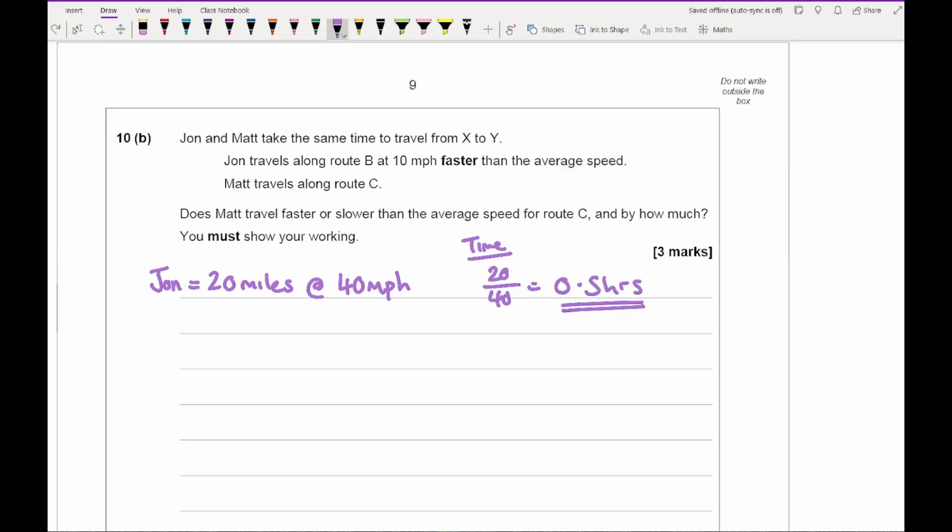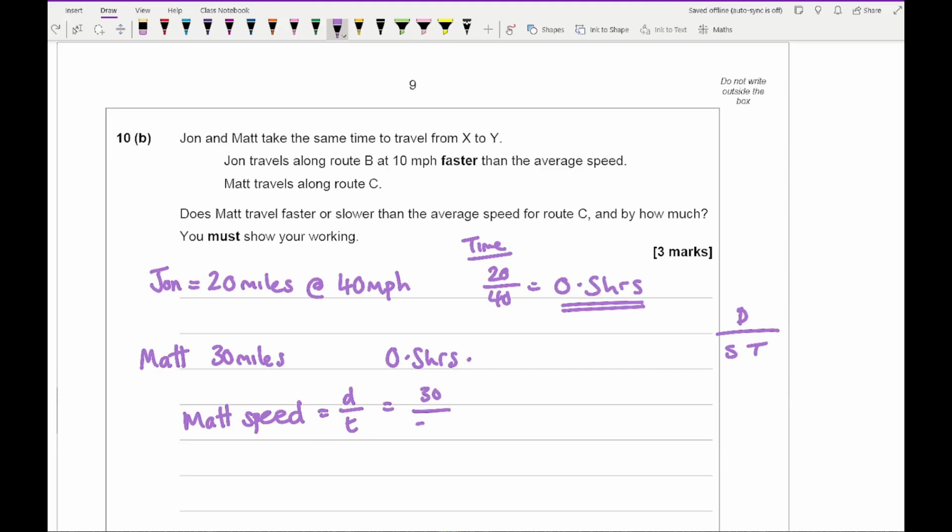So then what we need to do is look at Matt. Matt travels 30 miles, and we know that they both take the same time, so that's going to be 0.5 hours. So then Matt's speed, using distance, speed, time, is going to be distance divided by the time. So the distance is 30, the time is 0.5. I'm not going to use 30 minutes because the units of the speed is miles per hour, so I need to use hours. And that gives me an answer of 60 miles per hour.